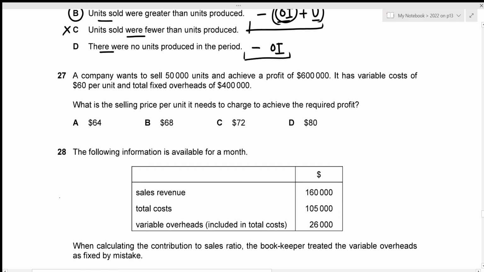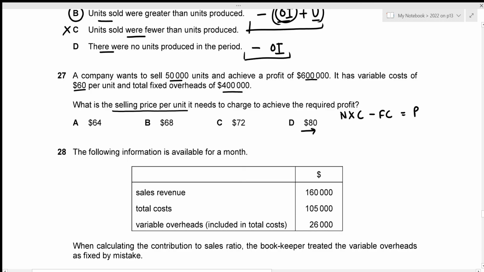A company wants to sell 50,000 units and achieve a profit of 600,000. It has variable cost of 60 per unit and total fixed overheads of 400,000. We now need to figure out the selling price per unit it needs to charge to achieve the required profit. Okay, so we can just create an equation. The equation in order to figure out the profit will be the total number of units times the contribution per unit minus fixed cost. It will result in the profit.